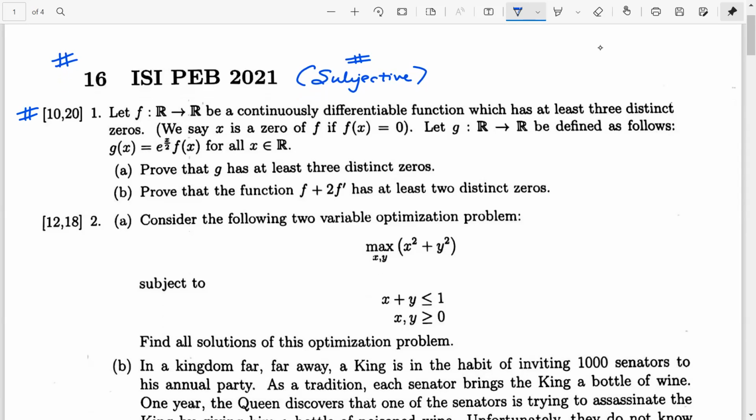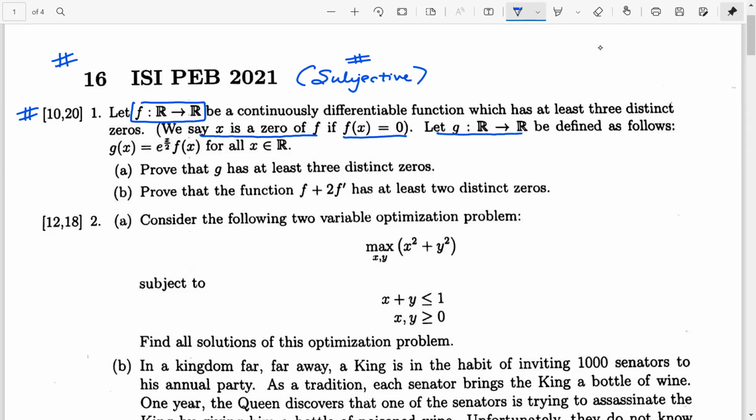Let f be a function which maps real numbers to real numbers, a continuously differentiable function which has at least three distinct zeros. Now, all students can recall, when do we say that x is a zero of the function f? X is a zero of the function f if f of x is equal to 0. If you put the value of x in the function and as a result you get the value of the function as 0, you can conclude that x is a zero of the function f.